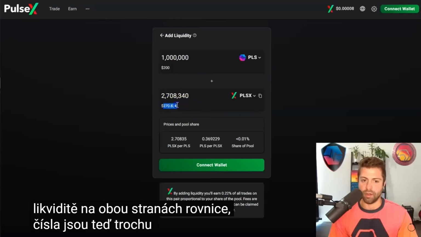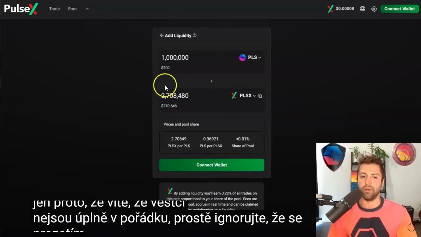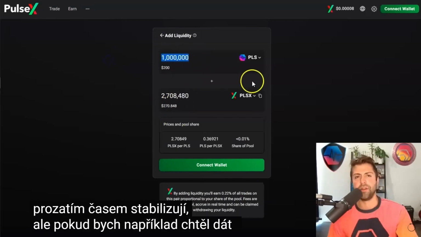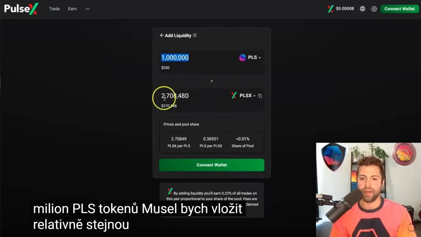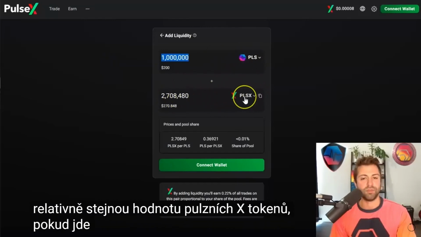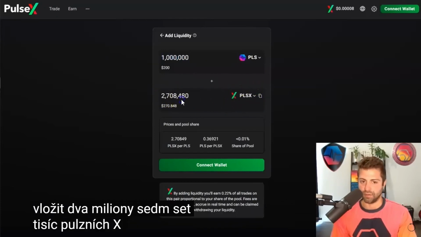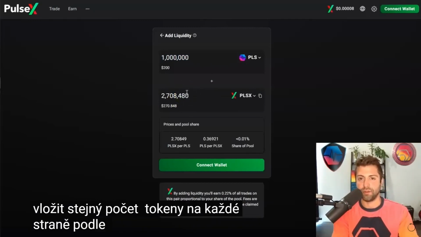The numbers are a little bit off right now just because the oracles aren't quite right. Just ignore that for now. Those will stabilize over time. But for example, if I wanted to put up 1 million PLS tokens, I'd have to put up a relatively equal value of PulseX tokens in terms of the ratio, right? I'd have to put up 2,700,000 PulseX tokens because you have to put an equal value of tokens on each side according to the current ratio.